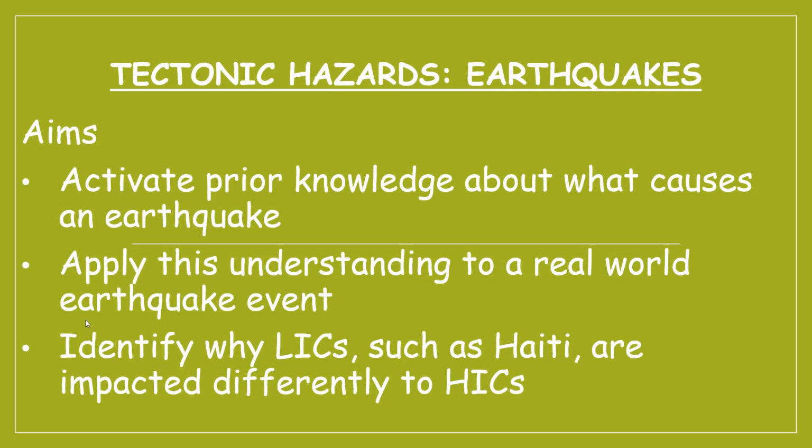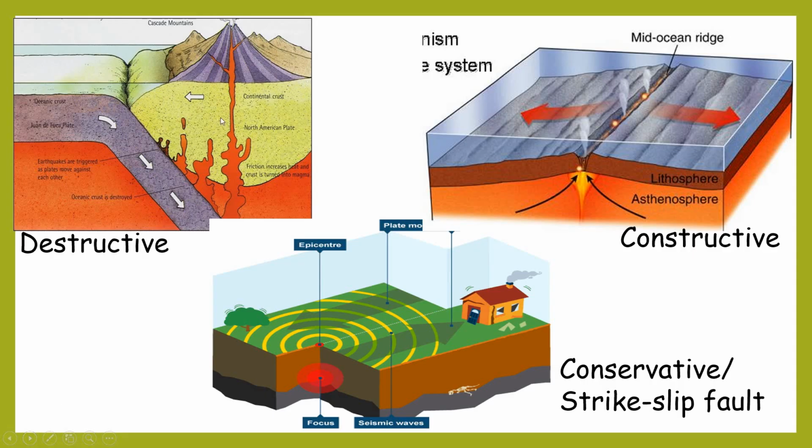Okay, so first up, let's activate some prior knowledge on the different types of plate boundary and how they might create an earthquake. So we've got a destructive boundary here. Oceanic crust is colliding with continental crust. The oceanic crust is subducted down into the mantle where it melts. So yes, it will create volcanic eruptions. How does this plate boundary create earthquakes?